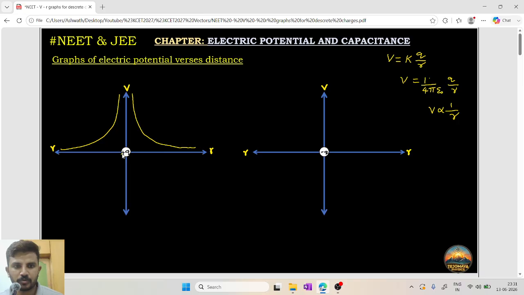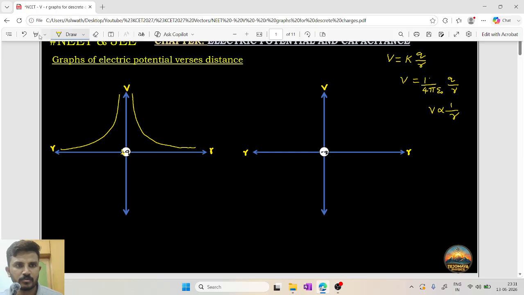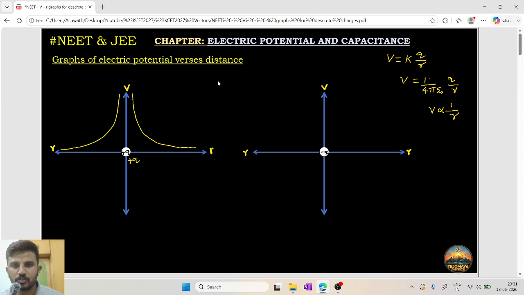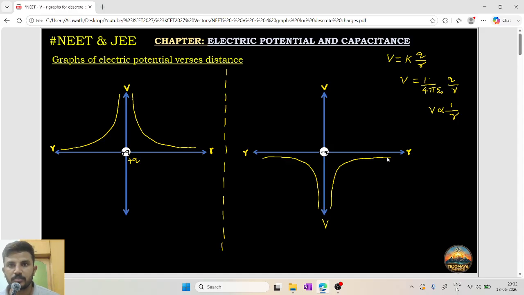So here we have the positive charge, plus Q. And here we have a negative point charge. This is a separate one. How do you plot the graph of electric potential versus distance for a negative point charge? Here you have to take the graph in the third quadrant and fourth quadrant like this, because it is a negative charge, so we consider it as negative potential. The graph goes like this. Okay, so this is for a point positive charge and a point negative charge.